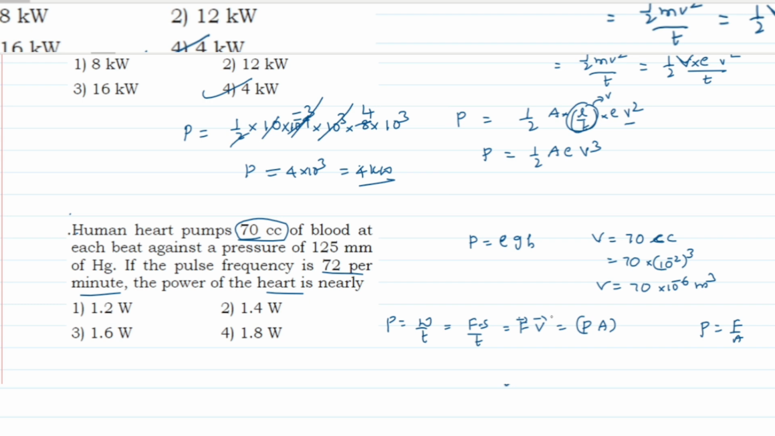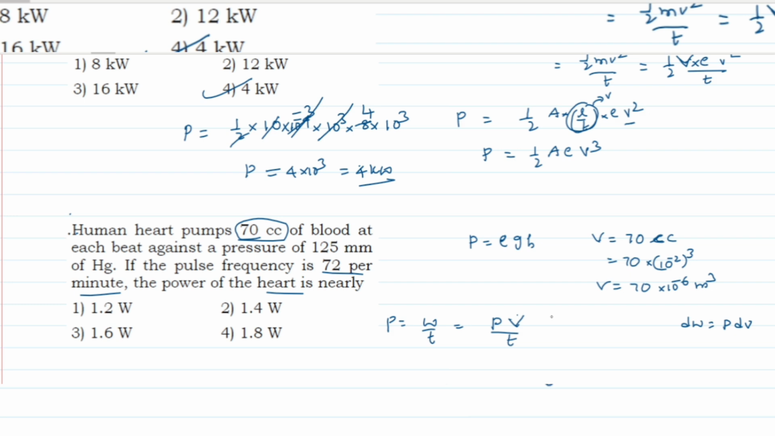In terms of volume, power is the rate of doing work. Work done dW equals pressure into volume, P into dV. So P into V, where V is the volume, divided by time.